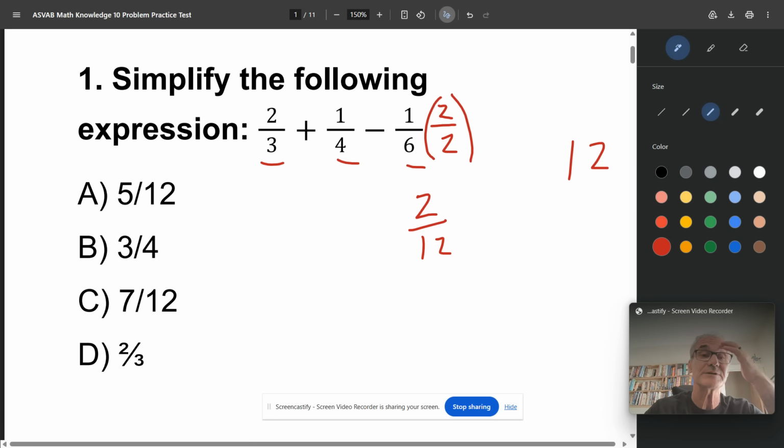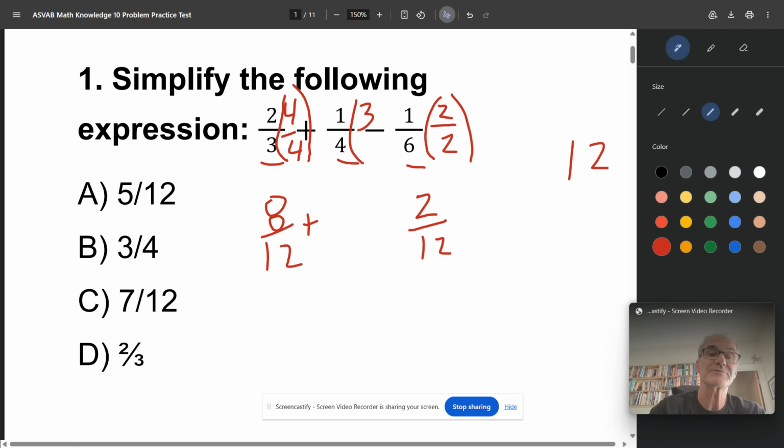How do I get a 3 to a 12? I multiply by a 4 over a 4. Again, that's the equivalent of 1. It's not going to affect the value, so that's going to give me 8 12ths. How do I get that quarter? With the 12 denominator, I multiply it by 3 over 3, and that's going to give me 3 12ths. So now I've converted 2/3 to 8 12ths, 1/4 to 3 12ths, 1/6 to 2 12ths.